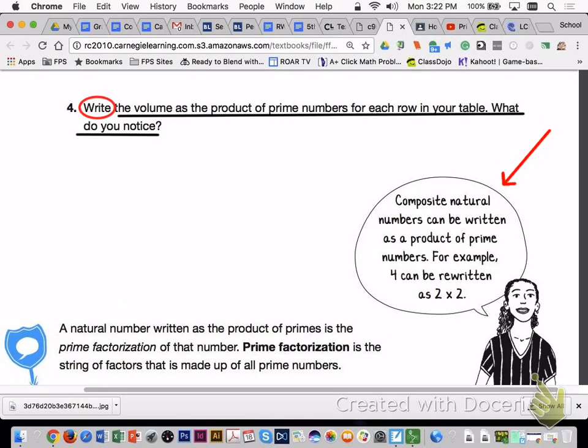Composite natural numbers can be written as a product of prime numbers. For example, 4 can be written as 2 times 2. Taking that into consideration, please answer number 4 with your group.